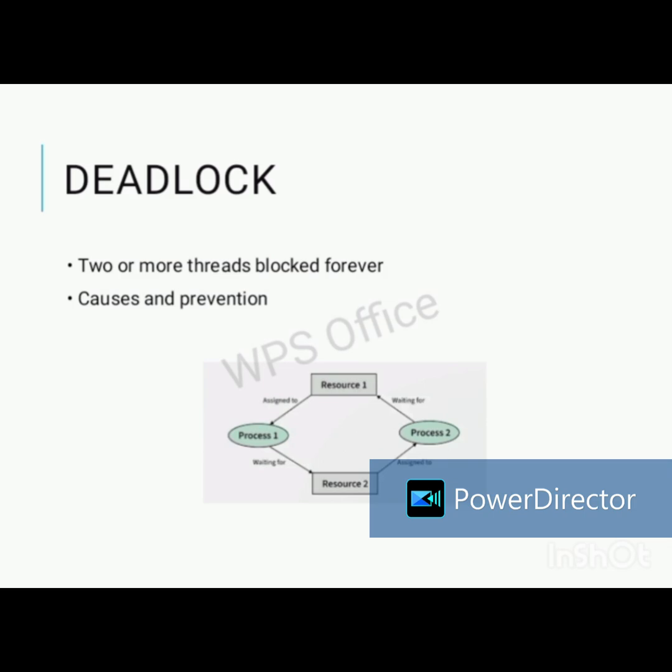Thread A holds lock 1 and waits for lock 2. Thread B holds lock 2 and waits for lock 1. Both threads are waiting for each other to release the locks, but neither does. This circular waiting results in a deadlock.